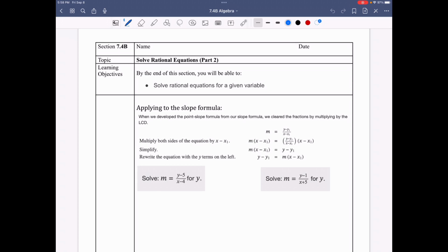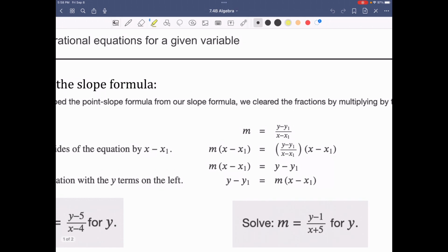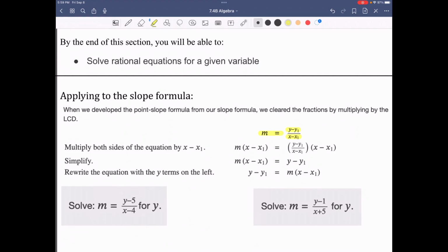To start with, I want to explain the slope formula. When we developed the point slope formula from our slope formula, we cleared the fractions by multiplying by the least common denominator. If you remember, the slope formula is m equals y minus y1 over x minus x1. That's how we find the slope. Then you can derive the point slope formula by multiplying both sides by the denominator. And when you do that, these cancel.